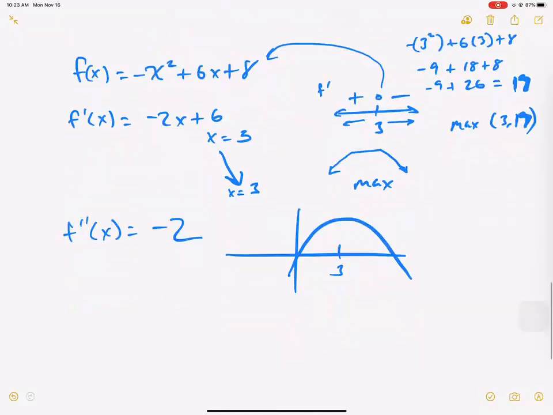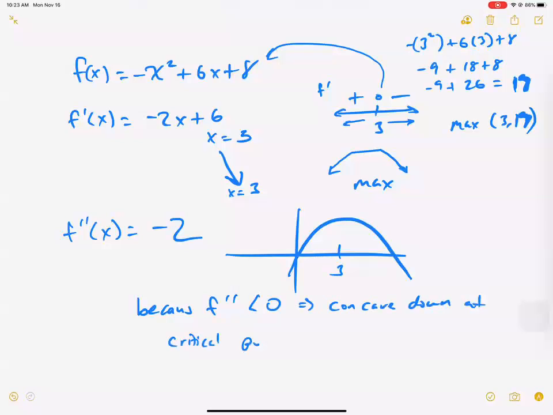Because f double prime is less than 0, let's draw this with less words, is negative, right? This implies concave down at critical point x equals 3. Hey, if we know it's concave down at 3, we know x at 3 is a max.